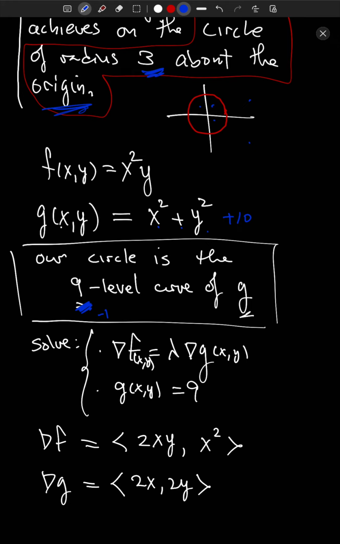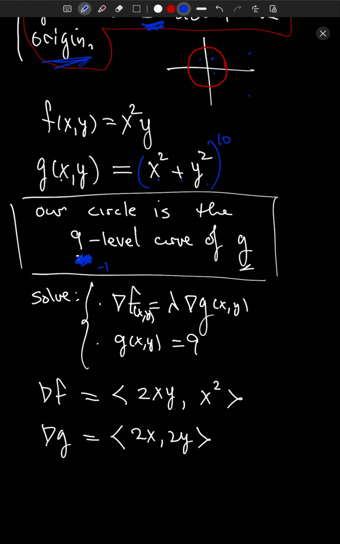Okay. That's a kind of silly modification, but I could also do g of x comma y equals x squared plus y squared, whole thing to the 10th. I could do that also. In that case, I would be looking for, again, a different level curve, but my circle would still be a level curve of g. Okay. All right, so that's a small note here. It's possible that the way you do the problem could be slightly different from the way someone else does it, in that they use maybe a different g.